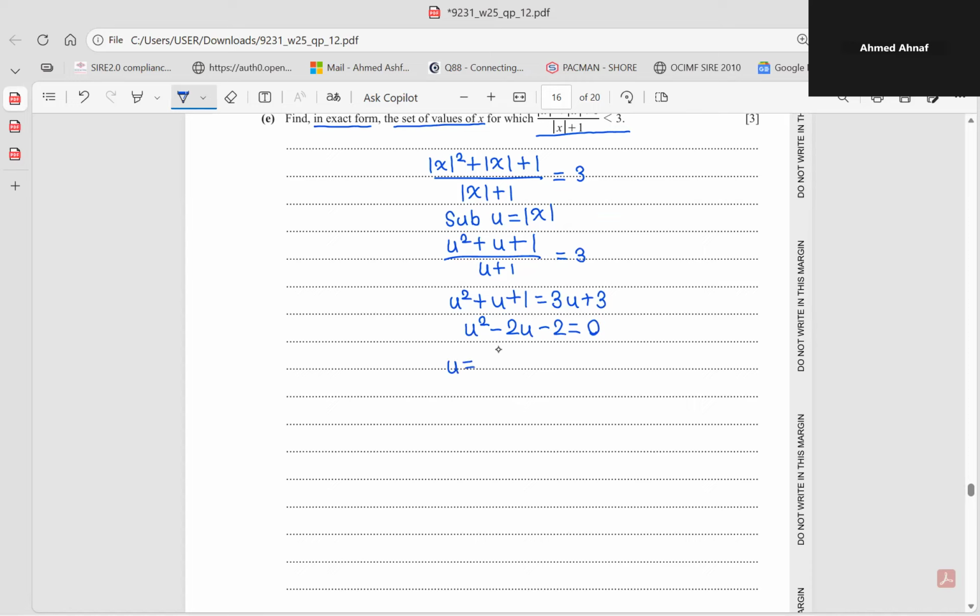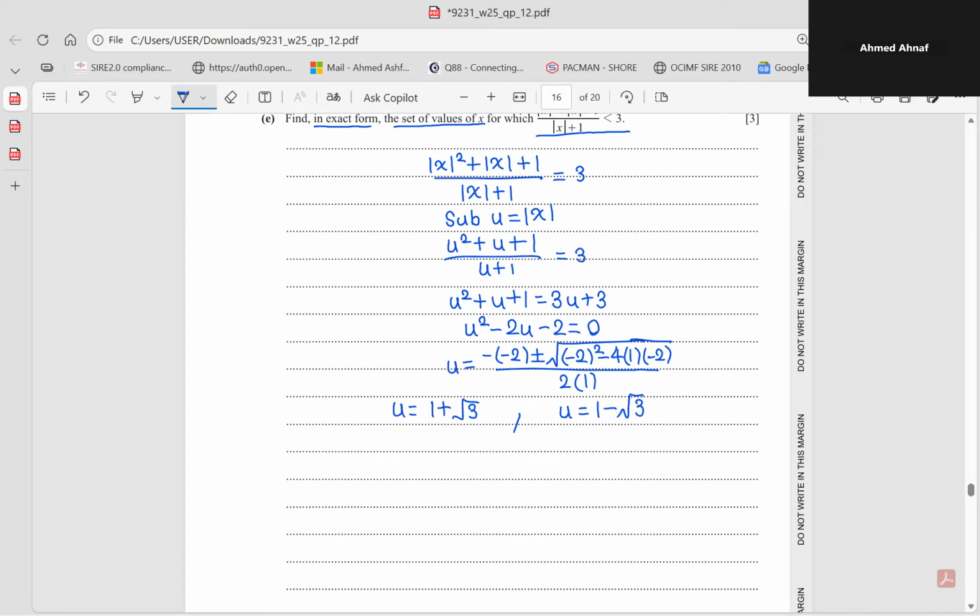So minus b, so minus negative 2, plus or minus the square root of b squared, so negative 2 squared, minus 4ac, where a is 1 and c is negative 2, all over 2a, or 2 times 1. So using this, you're going to get 1 plus square root 3, and 1 minus square root 3.